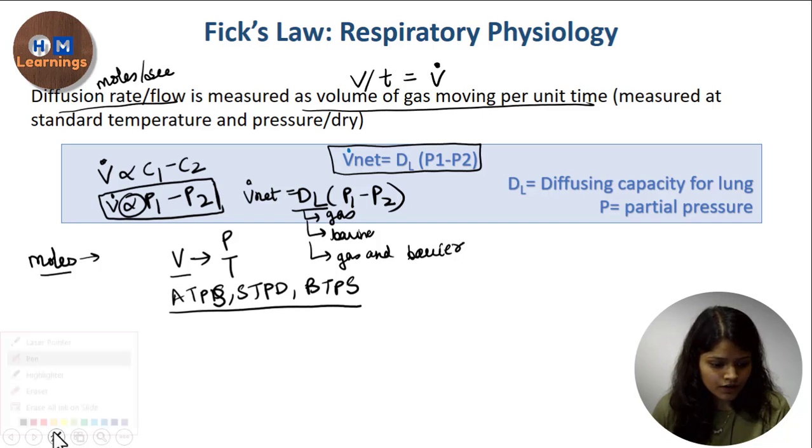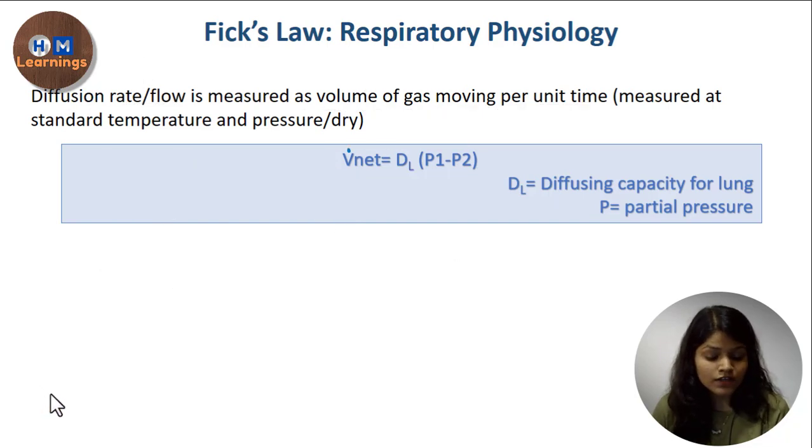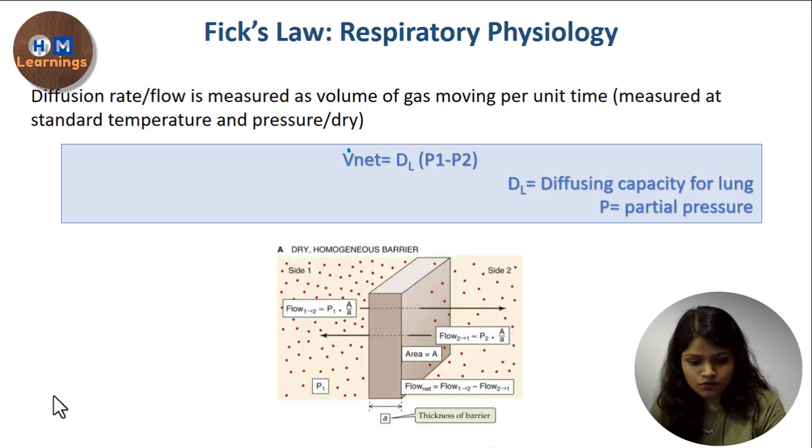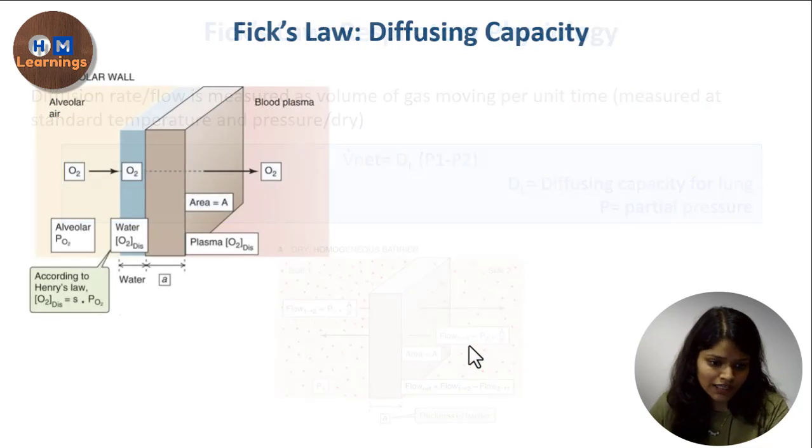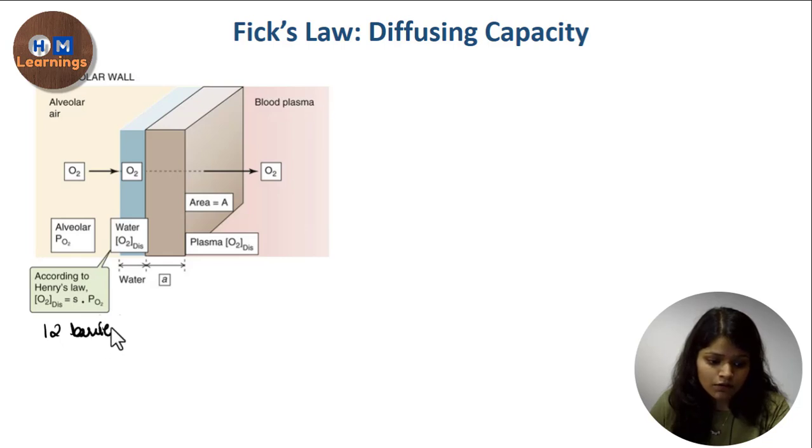Now, after knowing this, we will switch to understanding what diffusing capacity is. Till now we have seen a dry homogeneous barrier, but in the case of the lung, it is not like that. You are going to have almost 12 barriers present between the air in the alveoli and the hemoglobin in the RBC. And every barrier has a different diffusing capacity, because every barrier has different features.